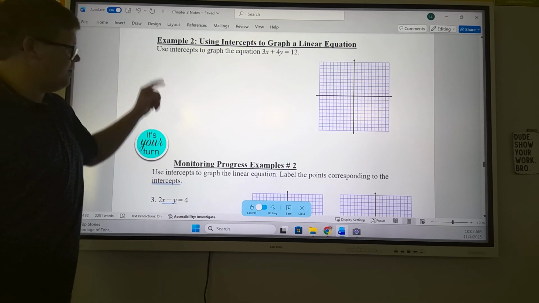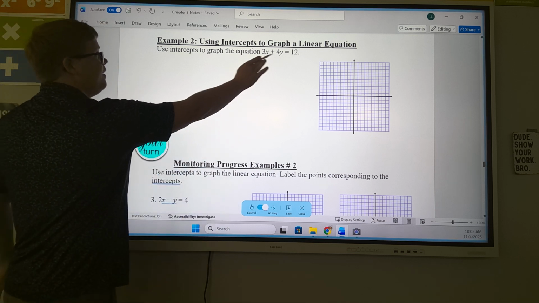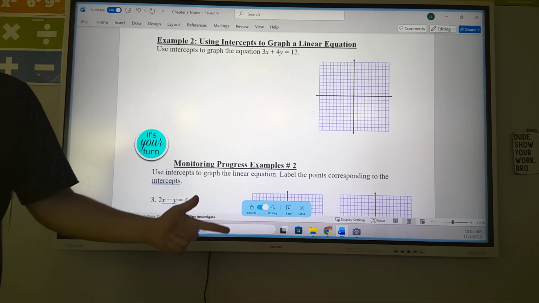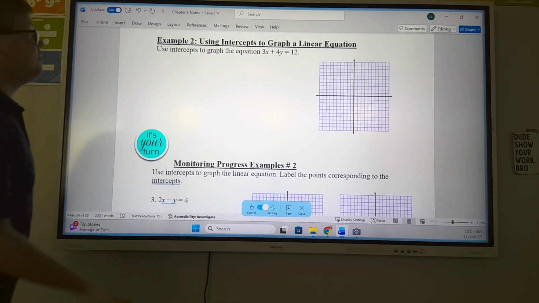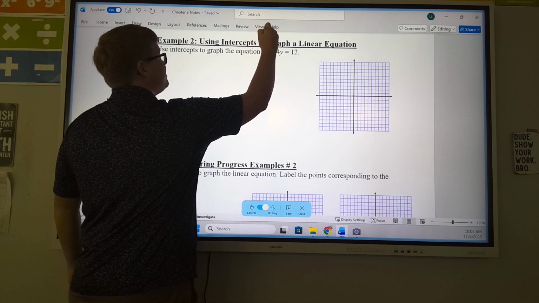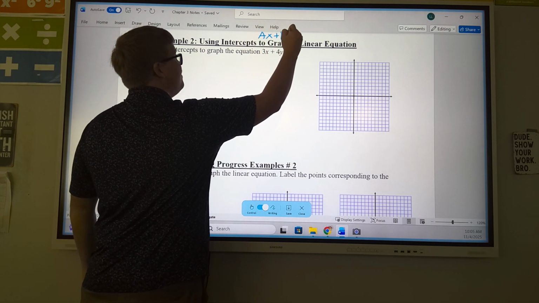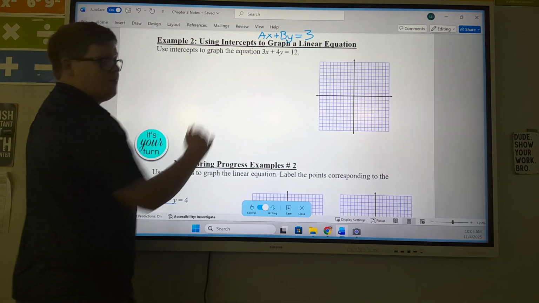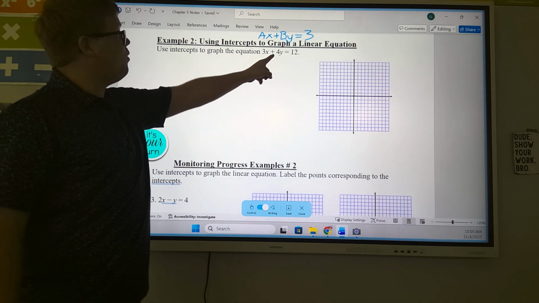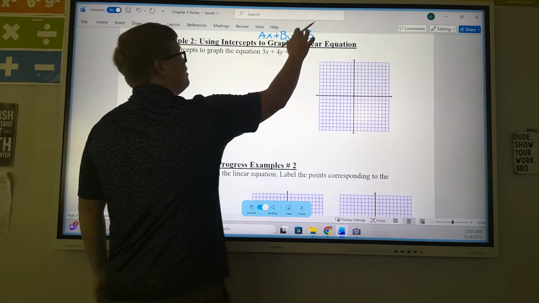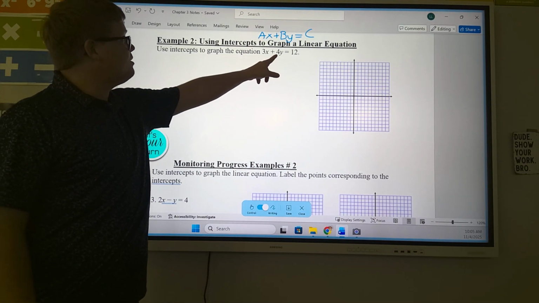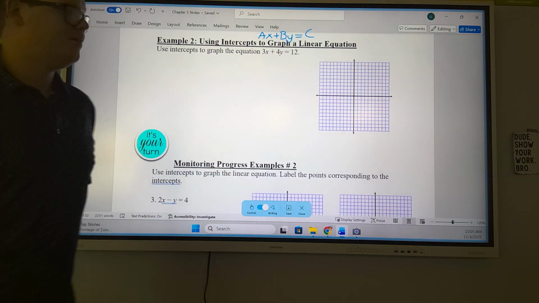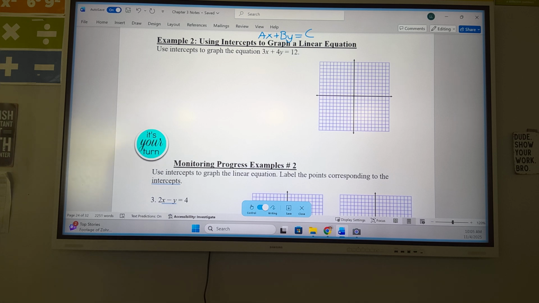When we look at example 2, this equation is in standard form. If we have an x and a y on the same side equaling a solid number, that's standard form. Standard form is written as ax plus by equals c. 3 is our a, 4 is our b, and 12 is our c. So, knowing that's in standard form, we can graph this equation using the x and y intercepts.